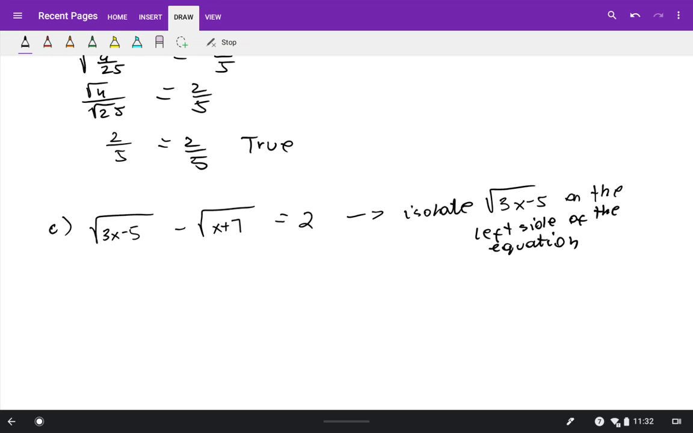Okay, so we're keeping the square root of 3x minus 5 on the left side. The other radical, which is here negative, we have to move it to the right side. So we're going to do the opposite. Since you see negative square root of x plus 7, just add square root of x plus 7 to both sides.